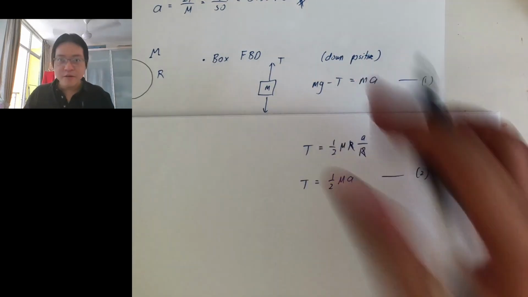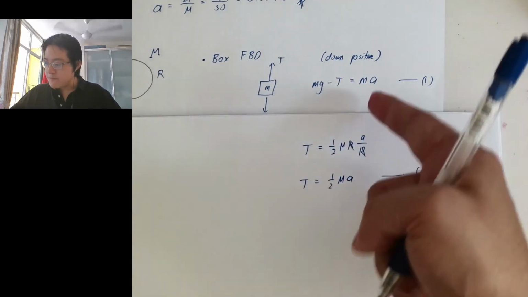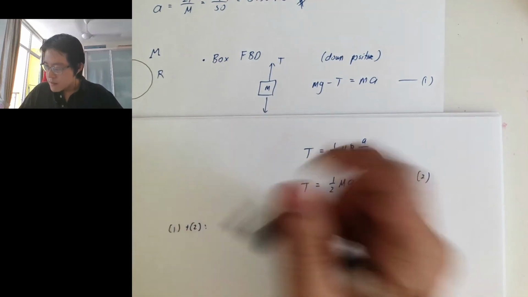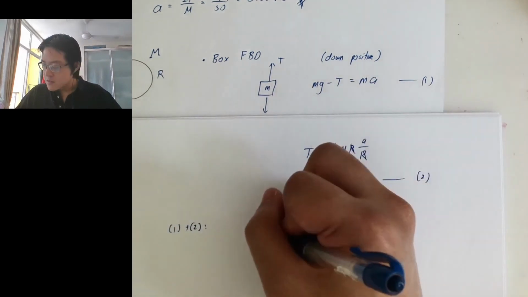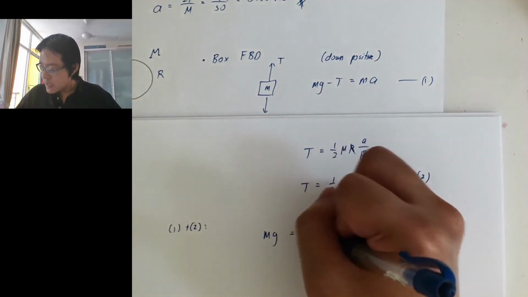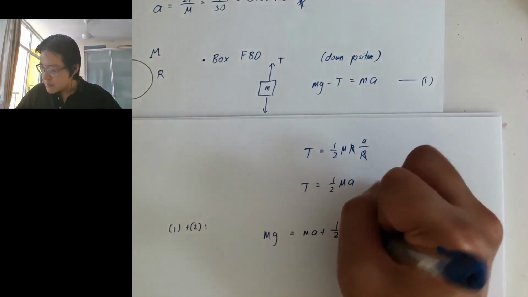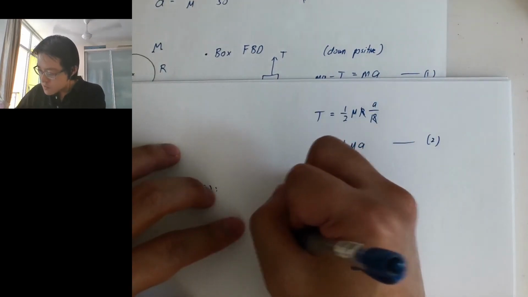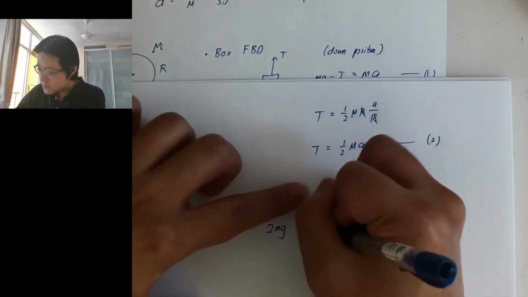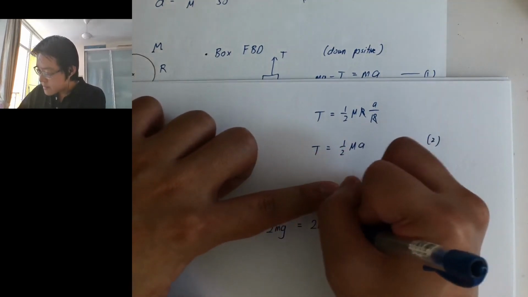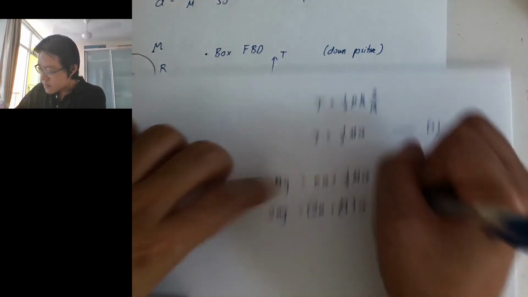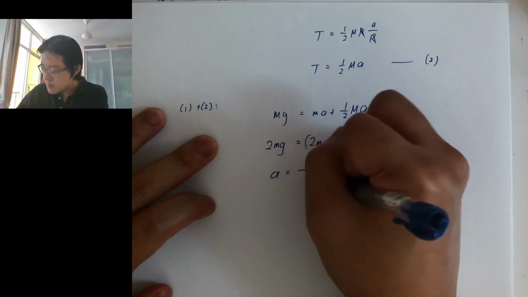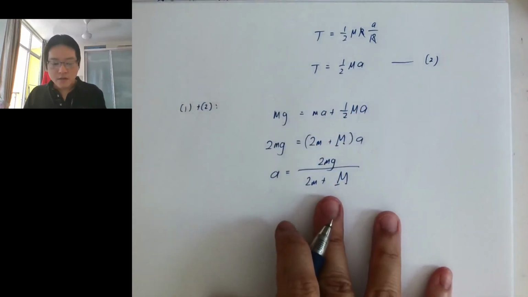So now we have two equations, two unknowns. We can solve for a first, because I can easily take equation 1 plus equation 2, and the T will cancel each other. So mg is equal to ma plus half big M times a. If I multiply everybody by 2, I get 2 little m g equals 2 little m a plus big M a. So my formula for a is 2mg over 2m plus big M.